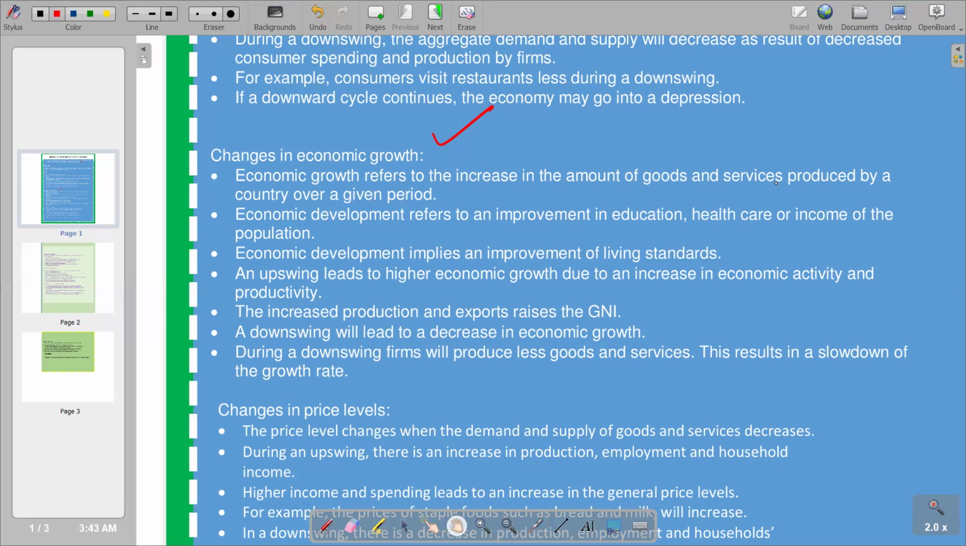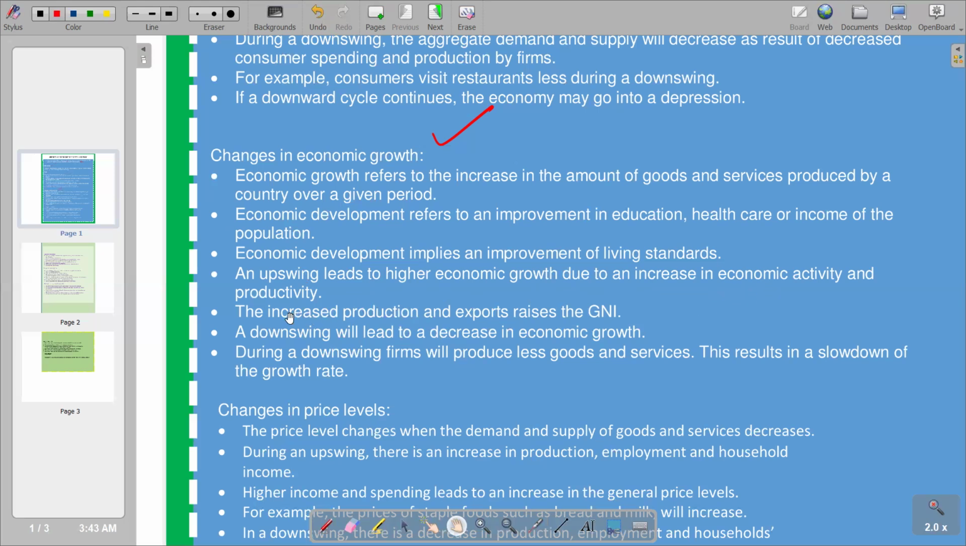That's what we call a normal equitable distribution of our resources. So the second point is saying economic development refers to an improvement of education and healthcare or income of the population. Then economic development implies an improvement of living standards. Then next point, an upswing leads to higher economic growth due to an increase in economic activity and productivity.